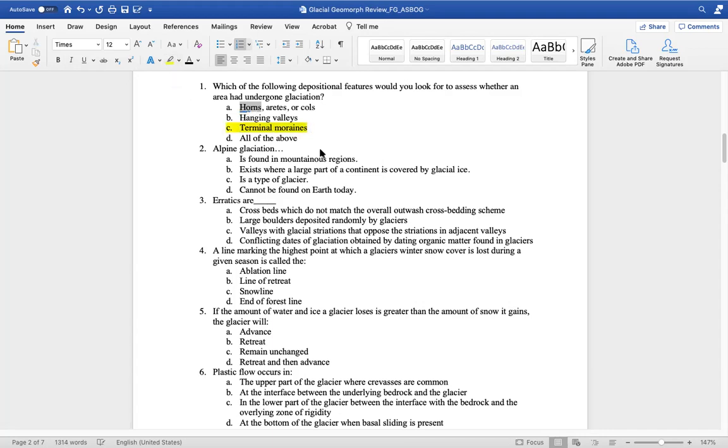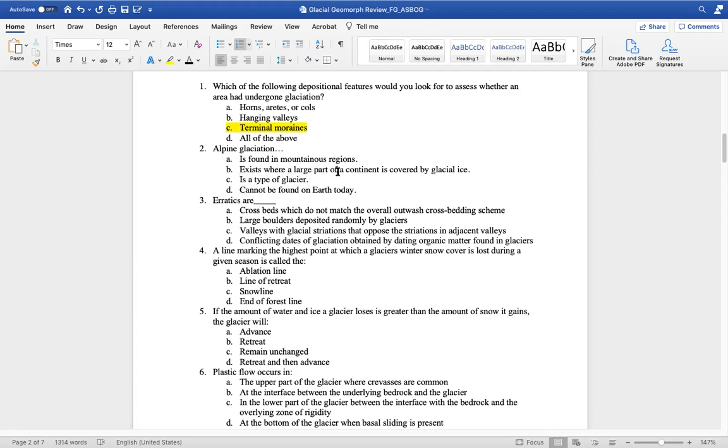So I'm just going to highlight. All right, alpine glaciation: is found in mountainous regions, exists where a large part of a continent is covered by glacial ice, is a type of glacier, cannot be found on Earth today. That last one can definitely be found on Earth today, so D is incorrect. If it said alpine glacier, sure, you do see alpine glaciers and alpine glaciation, but that's getting kind of technical, so it's not C either.